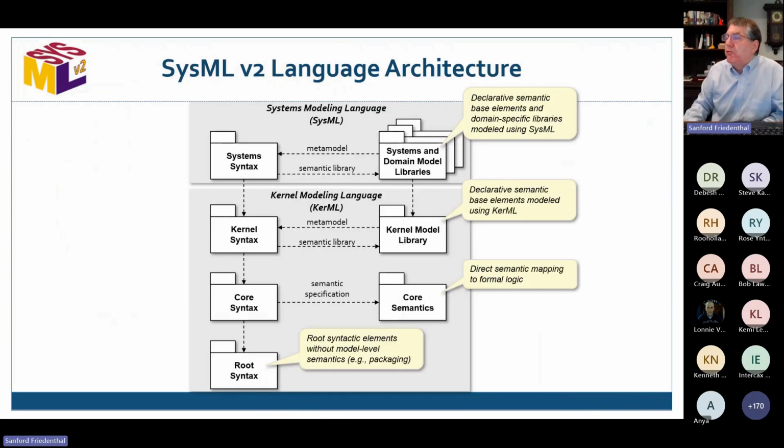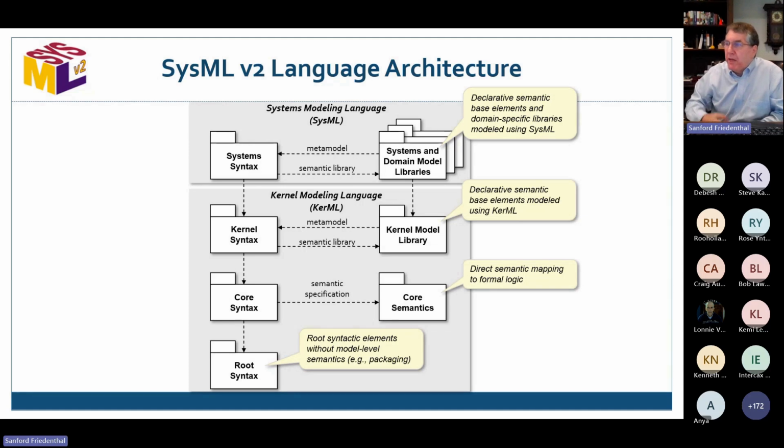So let's start by taking a look at the SysML v2 language architecture. What you see here is SysML sits at the top of a stack, and below it as a foundation is another language called KerML, or Kernel Modeling Language. KerML has 3 layers that you can see here. At the lowest layer, it has what's called the root syntax layer, where you have really foundational concepts such as element, relationship, namespace, annotation, and basic concepts like that.